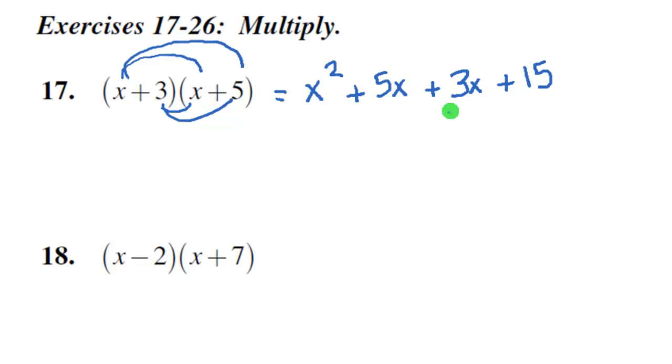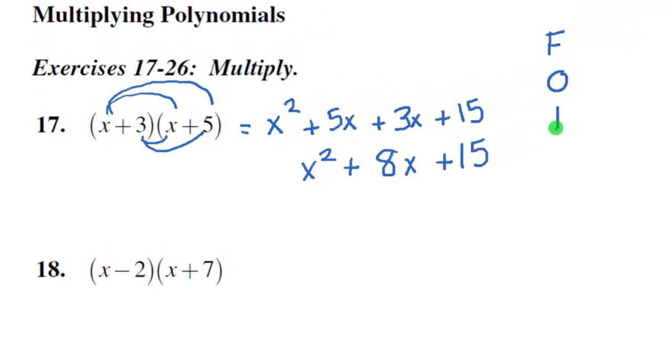And now this time we do have some like terms here. We have the 5x and the 3x, so we can combine those and add those. Remember, when you combine like terms, you just add coefficients and keep the variable. And so then we get x squared plus 8x plus 15. Now some of you may have done multiplication of binomials before and used something called foiling.